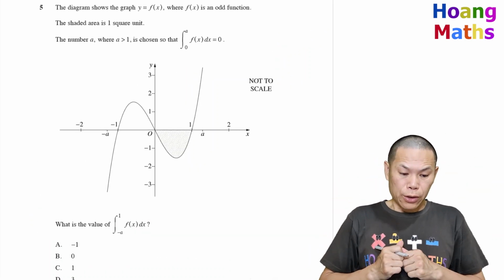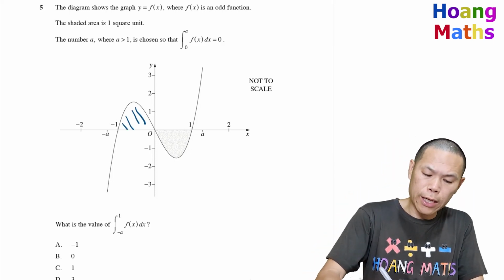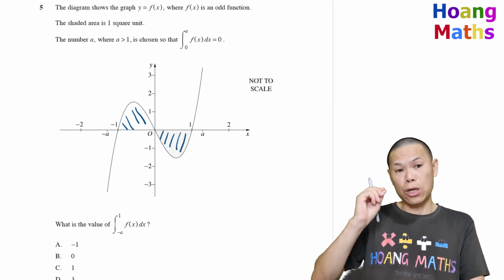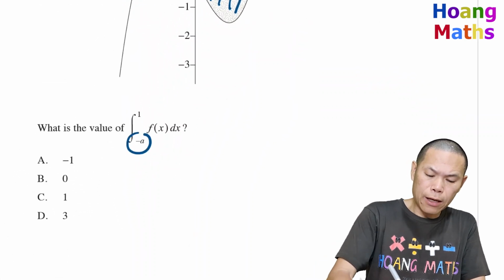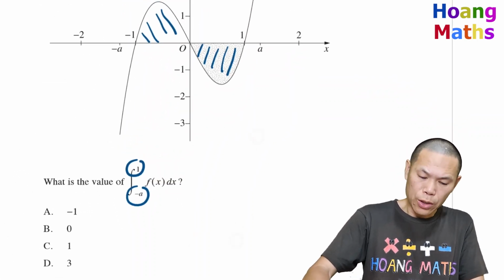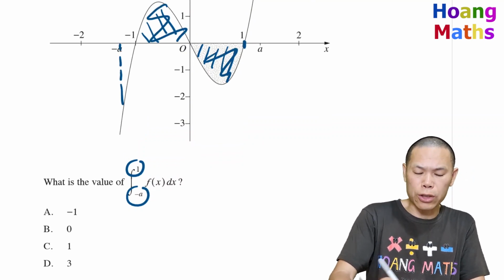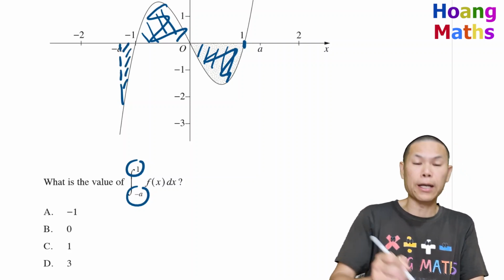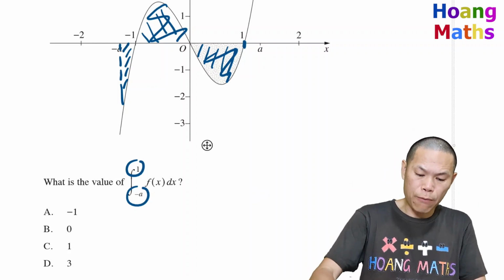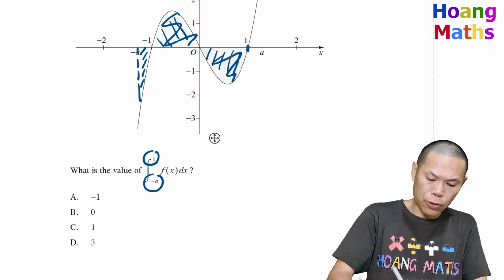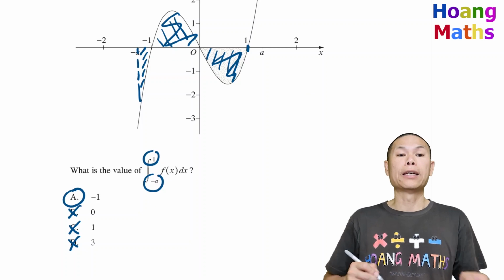Question number 5. We know that this function here is odd. In other words, this area here and this area are equal. So if we integrate from negative a to 1, this means that from here all the way to here, these two cancel out. So the answer should be negative, okay, because it's below the x-axis. We have only one negative answer there because the others are positive, positive, 0. So the answer should be A. So there you go.